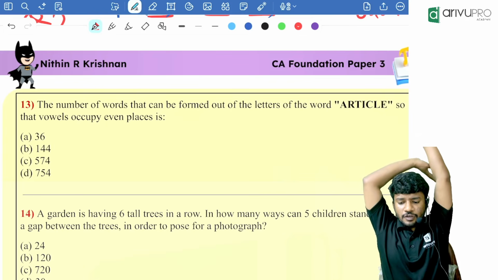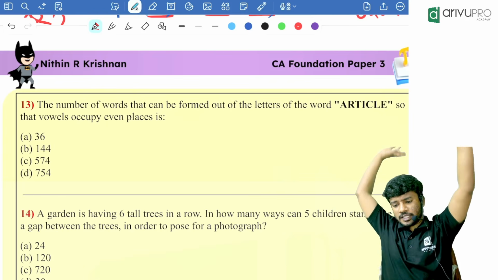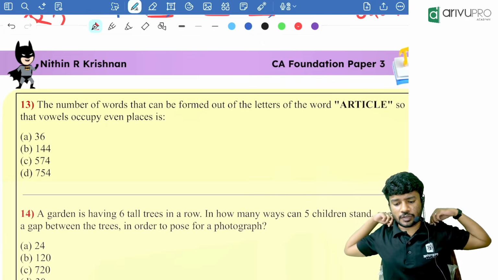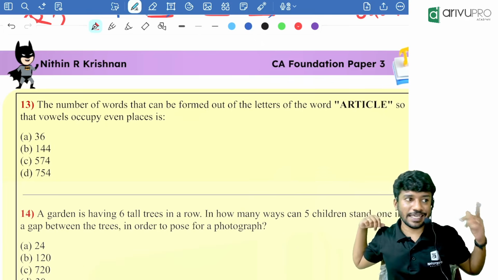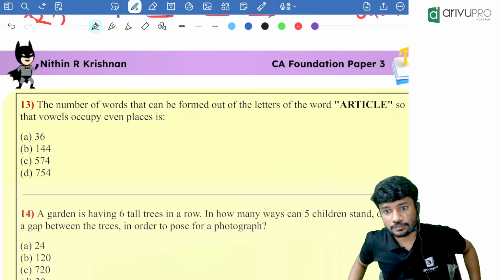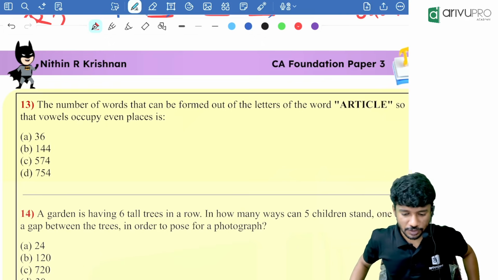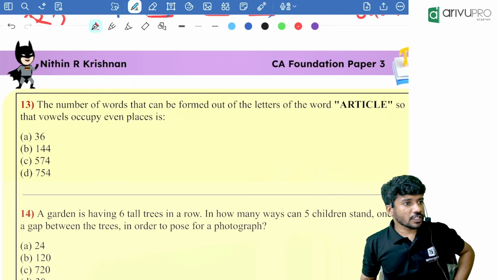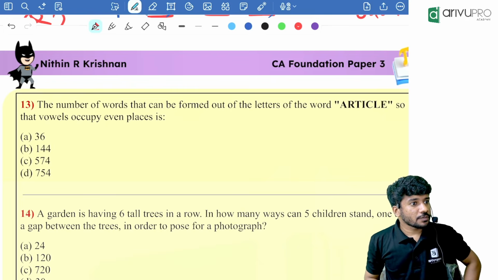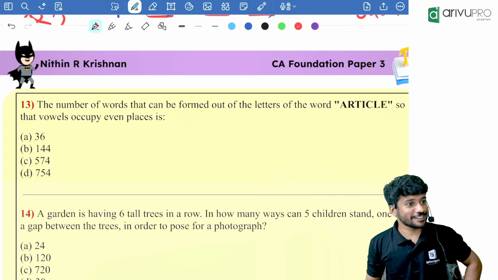If so, people, next one is over here. The number of words that can be formed out of the letters of the word article so that the vowels occupy even places. Correct answer. Good. Article. So can you do it with repetition, without repetition, sir? Which question? Jayashree question? Okay. Yes.